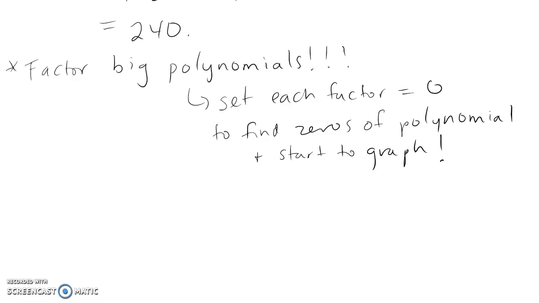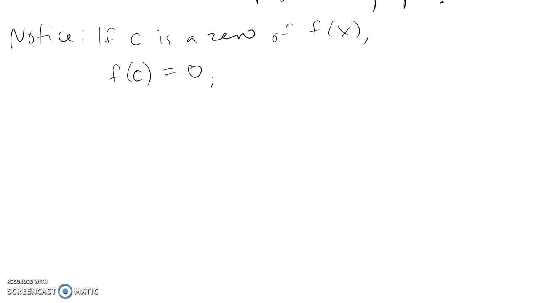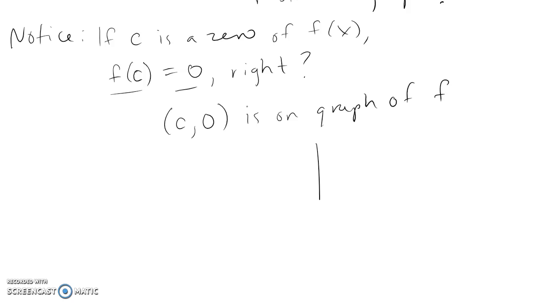All right. We're going to notice something before I give you that next theorem. We're going to notice that if c is a 0 of f of x, this means that f of c equals 0, right? How do we know that? Well, by saying f of c equals 0, then we know that the point c, 0, where c is the x and 0 is the y, is on the graph of f, right? And where does c, 0 occur? Well, it occurs right here at c on the x-axis. Hence, c is a 0 of that function, however it's going through there.